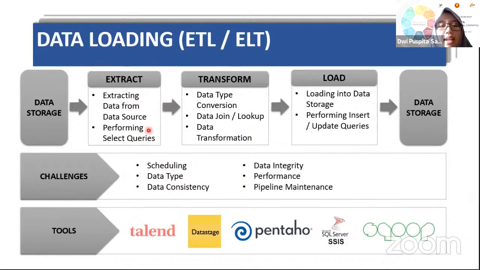That's the extract process. And then the transform process is basically where you do some kind of data type conversion or data join or data lookup, and also general data transformation. We will discuss it later because we're also going to talk about it in data preparation. But for now, transform is basically the process where you change the data, where you transform it into another form. And then load is where you finally save or place the data that you've already extracted and transformed into the final or destination storage.